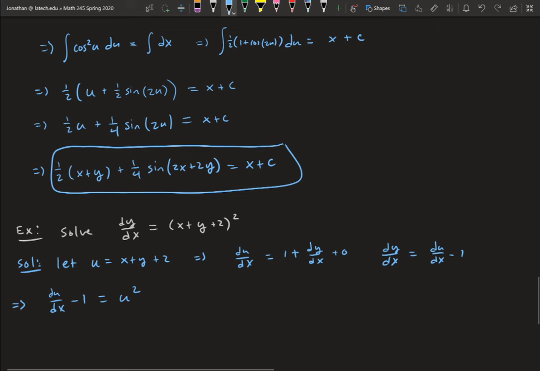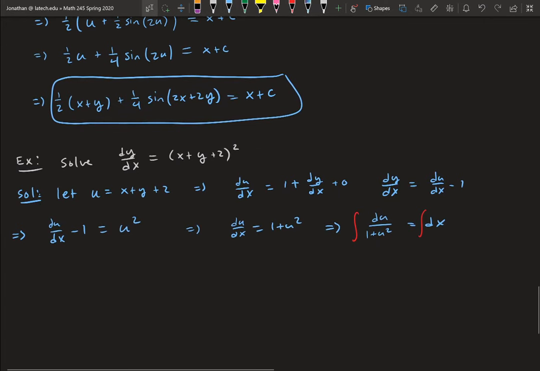So du/dx minus 1 equals u squared. Move the 1 over to start separating the variables. We get du/dx equals 1 plus u squared. Now to separate the variables, divide both sides by 1 plus u squared. So du over 1 plus u squared equals dx. And now integrate both sides, on the left with respect to u, on the right with respect to x. So the integral of 1 over 1 plus u squared du equals x plus c.